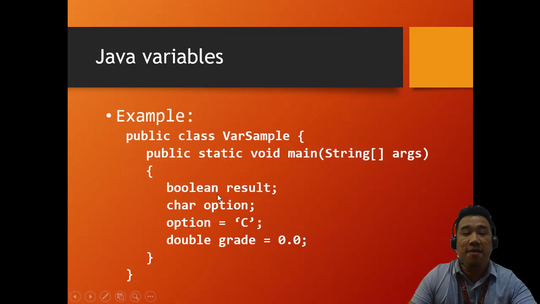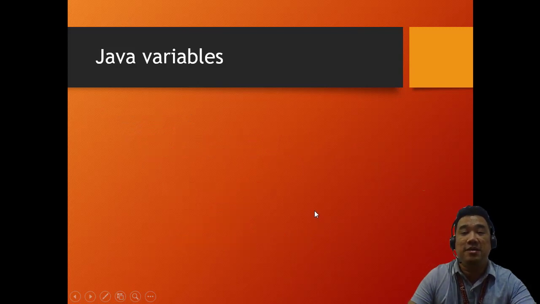Now, example, ari siya. So, boolean result. Again, the default value of this is false na. We have the char data type option. So, dapat i-initialize nyo ni siya dayon. So, option equals to, single quote, C. Or pwede mo na siya guys, madiretso, char option equals, single quote, C, single quote, semicolon. Okay? Double grade equals to 0.0 kasi since double siya, meaning may decimal na siya.